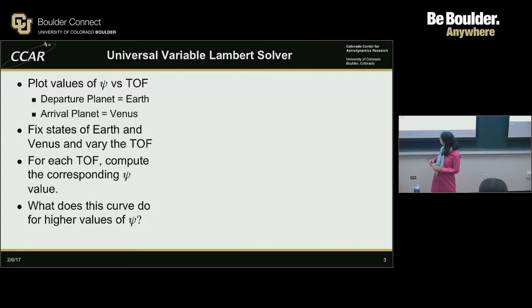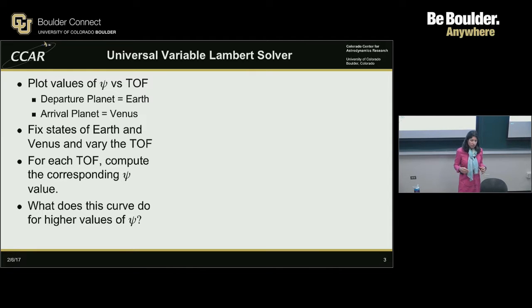So one thing that is really interesting to do is plot values of the variable psi versus time of flight. One way to do that is, let's say we pick a departure planet of Earth and an arrival planet of Venus. Based on those states, we're not going to let those states move. We have a position of Earth and a position of Venus, and now we're going to vary the time of flight and look at what different conics might look like based on those two positions.